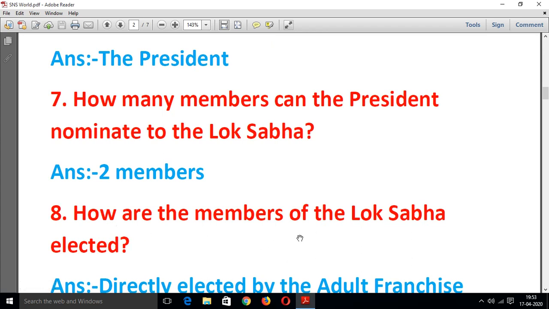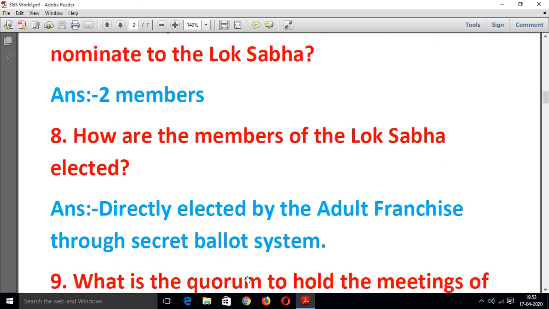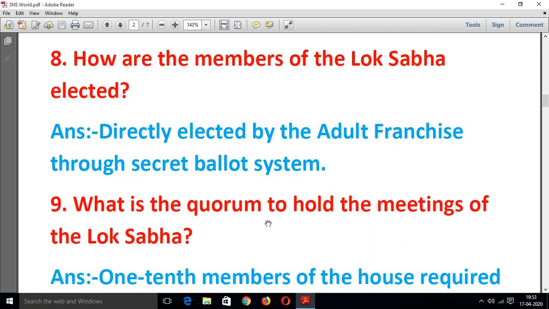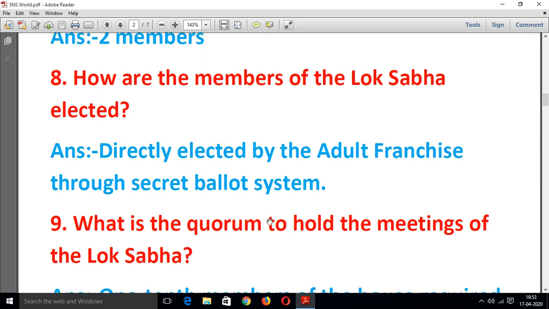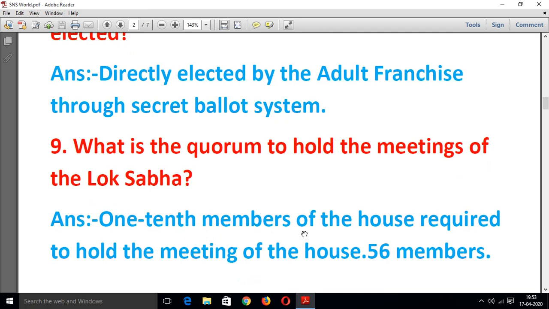Then how are the members of the Lok Sabha elected? Directly elected by adult franchise through secret ballot system. What is the quorum to hold the meeting of the Lok Sabha? 1/10 members of the house are required to hold a meeting of the house, approximately 56 members.